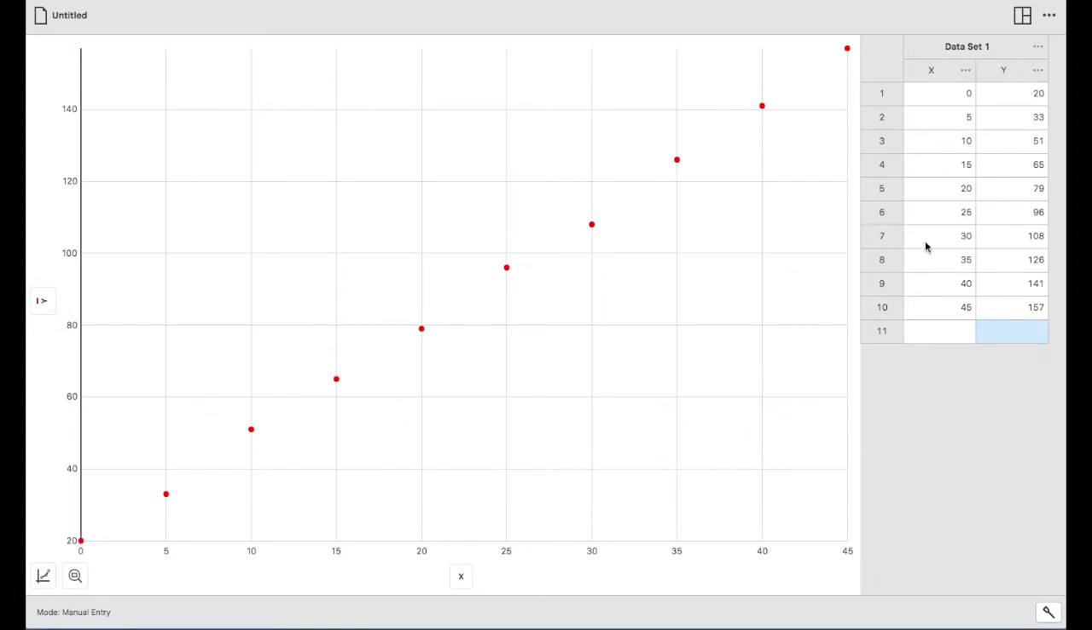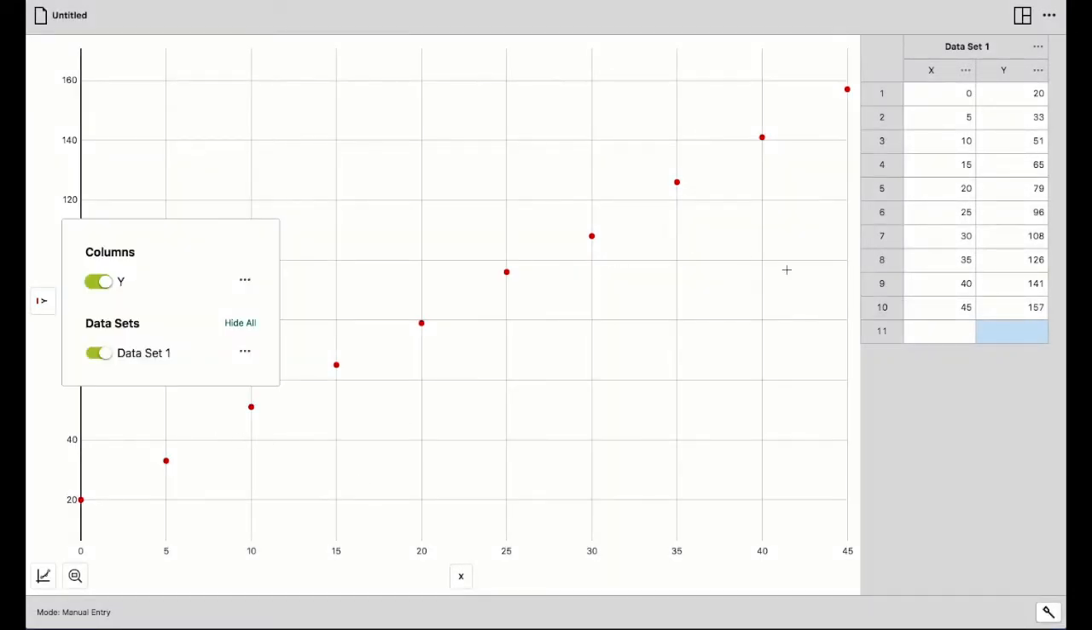I need to keep my independent variables in this column, the x-axis across the bottom, and my dependent variables in the y column, which is the vertical axis here. And this is a good graph.